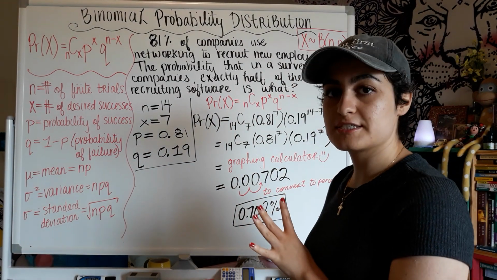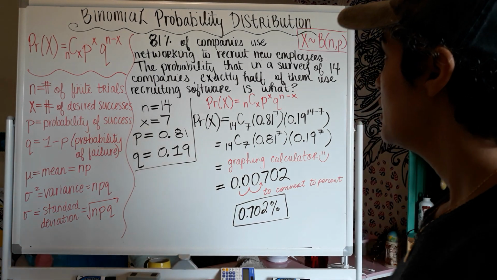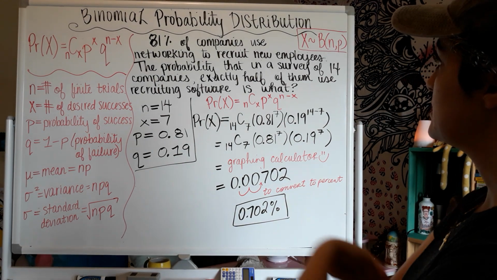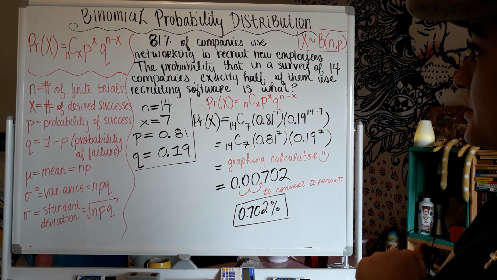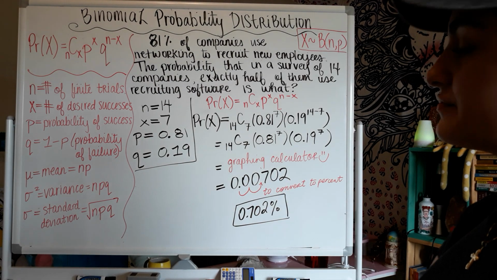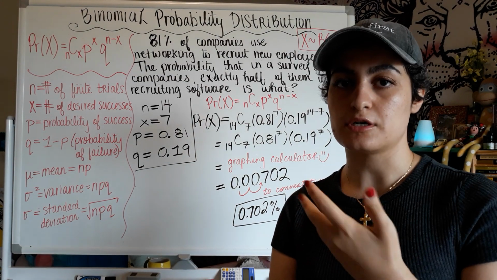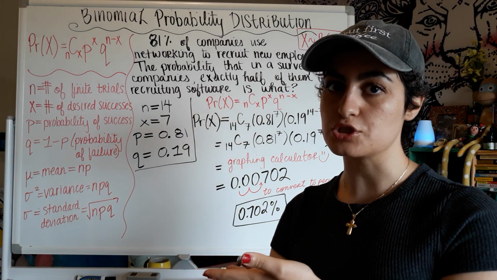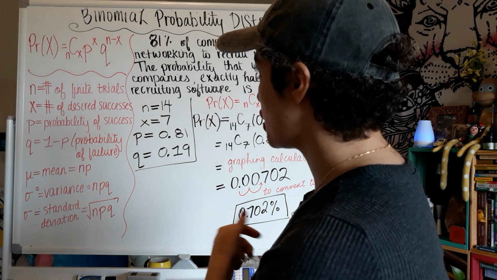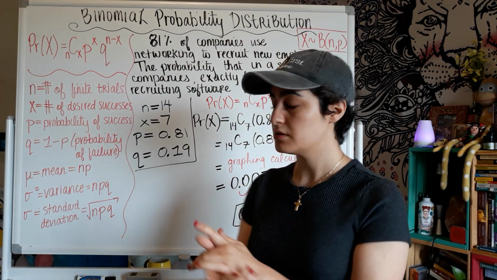So let's talk about this example. 81% of companies use networking to recruit new employees. In a survey of 14 total companies, what is the chance of exactly half of them using this new recruiting software? So 14 total companies, exactly half would be 7.